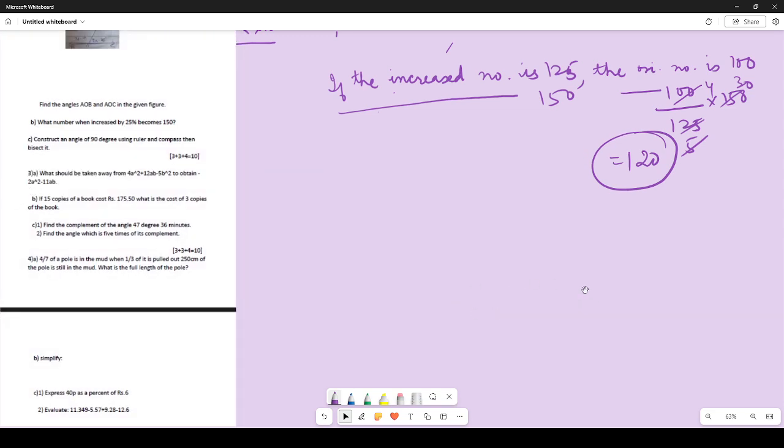What should be taken away from this? Now remember, wherever you see 'from', it always goes in the beginning. I can never stress this enough number of times, wherever you see 'from', it always goes in the beginning. Minus 5b square from 2a square minus 11ab. Now remember, this entire thing goes inside the bracket.